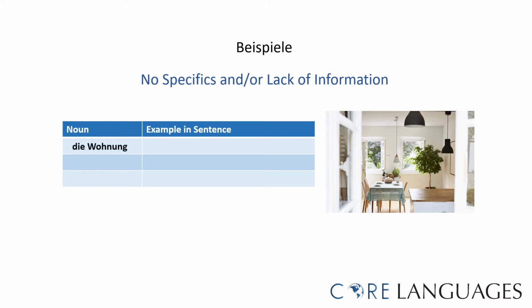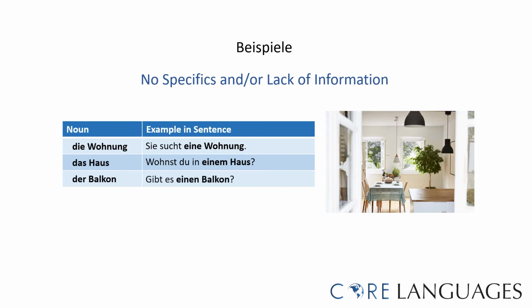For example, die Wohnung, the apartment. Sie sucht eine Wohnung. She is looking for an apartment. Das Haus, the house. Wohnst du in einem Haus? Do you live in a house? Der Balkon, the balcony. Gibt es einen Balkon? Is there a balcony?